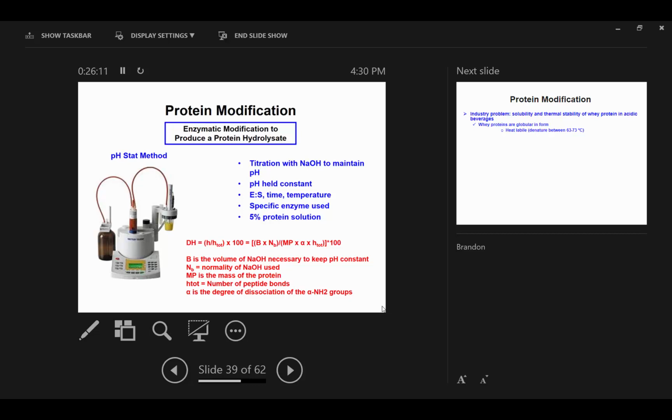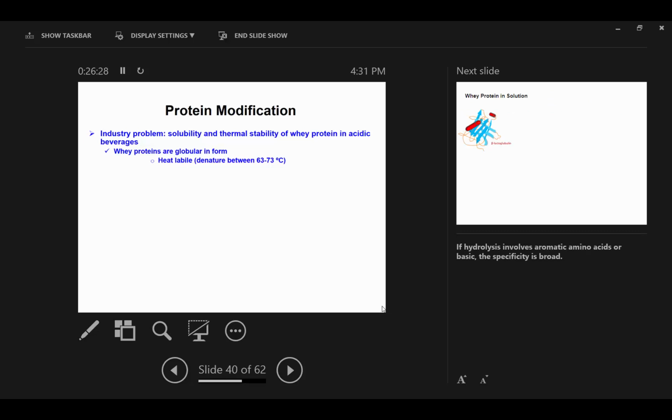Good. So you produce that hydrolysate, and then you're going to compare solubility of that hydrolysate, emulsion, gelation, everything. All the functionality, you compare it to the non-hydrolyzed version of it.